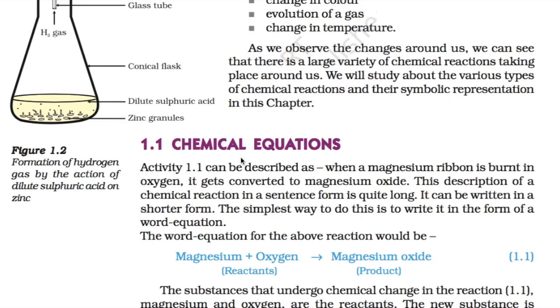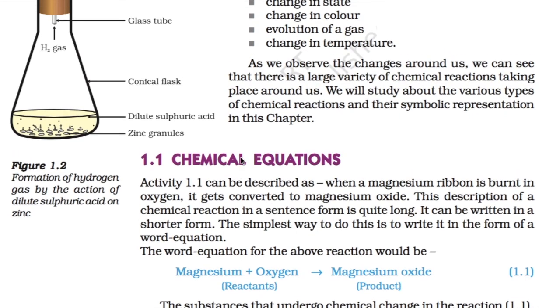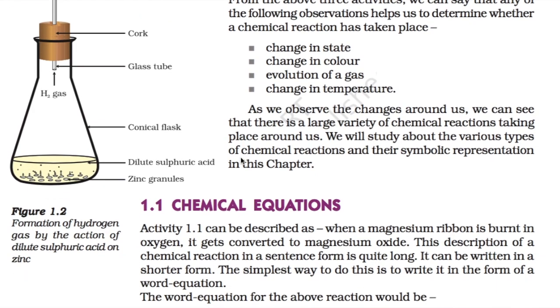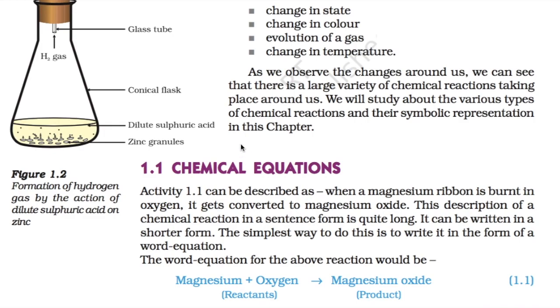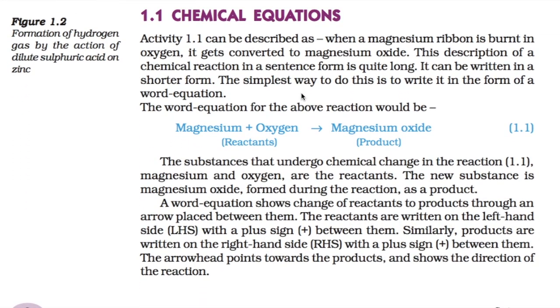Hello students, in my previous video I told you that whenever a chemical reaction takes place, we observe some changes. These changes may be a change in state, a change in color, evolution of a gas, or a change in temperature. Today we will learn how to express a chemical reaction in the form of chemical equations. You must have learned about equations in maths. Today we will learn chemical equations.